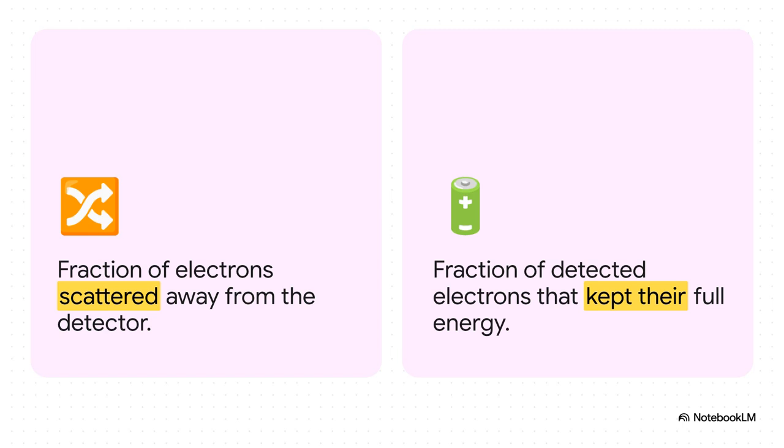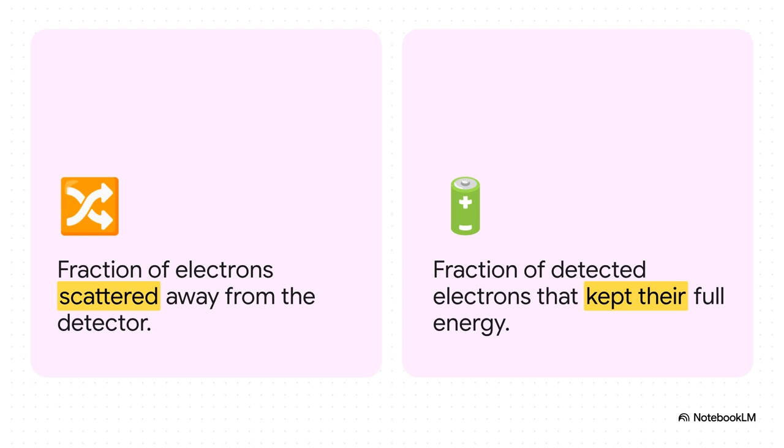First, there's the how many clue. We're basically just counting what percentage of electrons get scattered and miss our detector completely. It's like, imagine you're firing 1,000,000 tennis balls through a dense forest. This clue is just counting how many of them hit a tree and go flying off in some random direction.